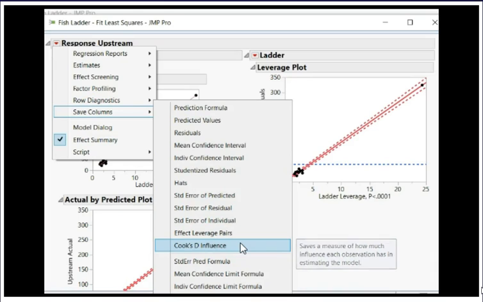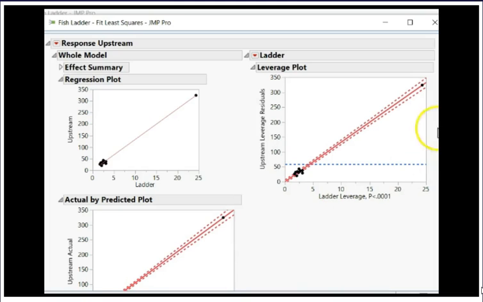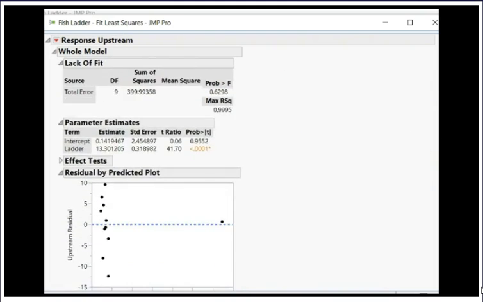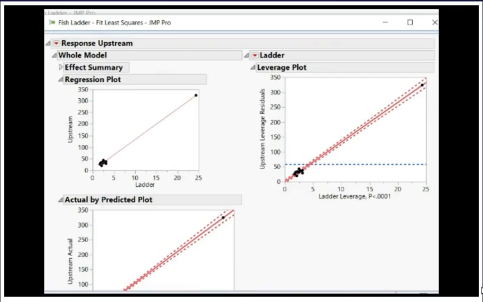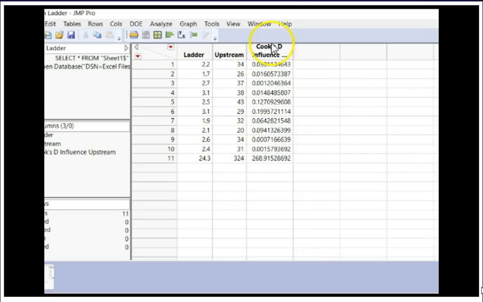So I can click on Cook's D, and it seems like nothing happens, right? So don't be scrolling in here for Cook's D, because remember, Cook's D is giving us a value for every single observation, which means we have to go back to our data table to see it. And lo and behold, here is a new column added with our Cook's D influence.